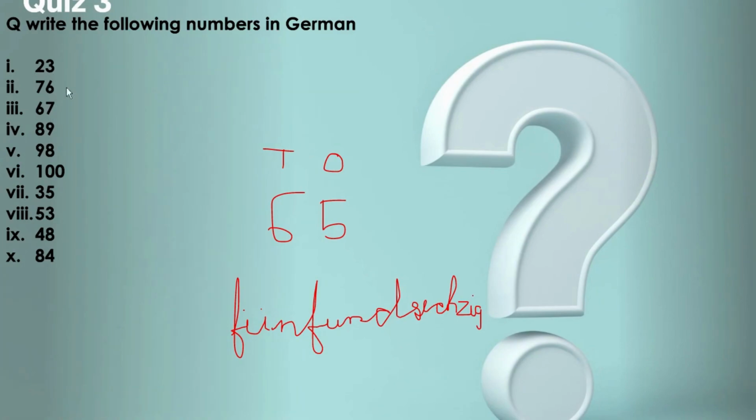All right, so always remember, you have to start with the ones place. Okay, and your counting will always be right. Ones place, join the two with the und, and then you write the tens place. Okay, so 23, 76, 67, 89, 98, 100, 35, 53, 48, and 84.